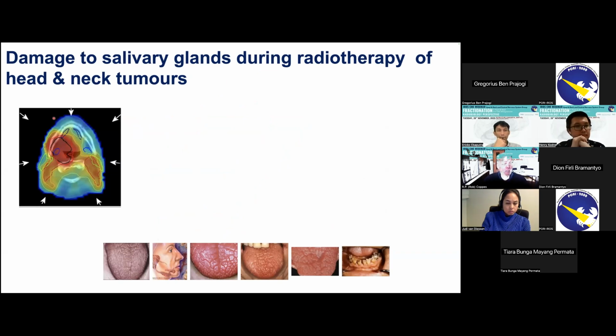So this is a plan of a patient with head and neck cancer. And you can see here the dose to the tumor. Actually, it also gives a dose to the different salivary glands here, the parotid, submandibular gland, and sublingual glands. This has devastating consequences for the patient.